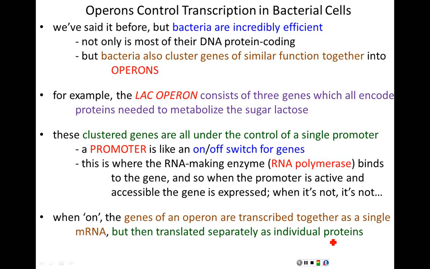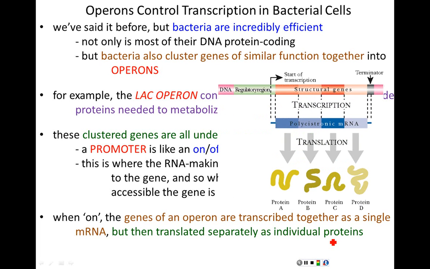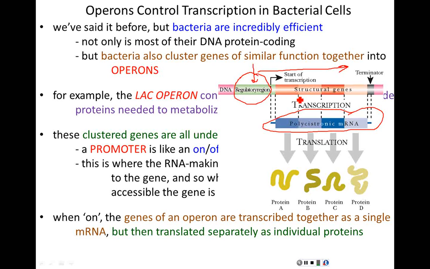So when these promoters are on, all of the genes of a single operon are transcribed together as a single messenger RNA molecule. But then each individual protein for that gene is translated separately. This schematic, I think, shows that best. The green region here is meant to indicate the promoter. The RNA polymerase enzyme would bind right here to this promoter. And it would then move down the gene, move down the operon, making a single messenger RNA that is an RNA copy of these 3 DNA genes. In this case, 4 DNA genes.